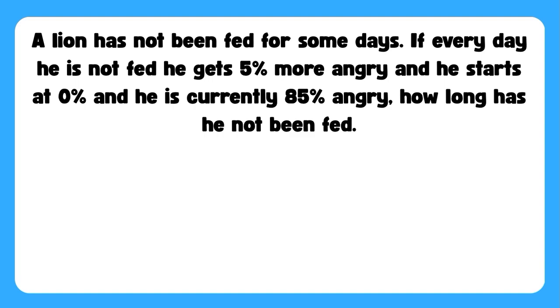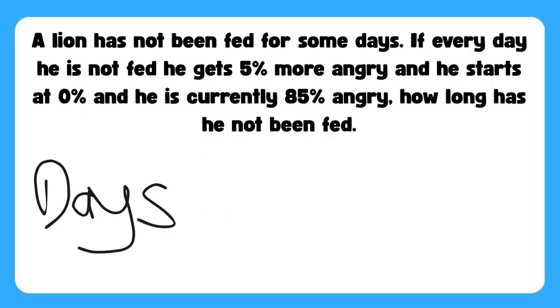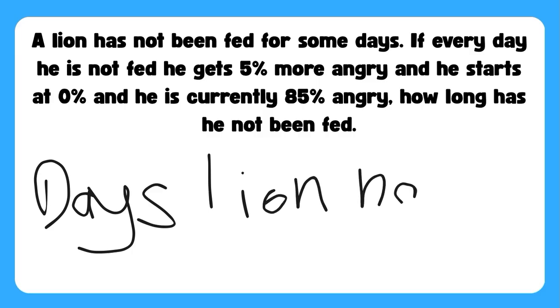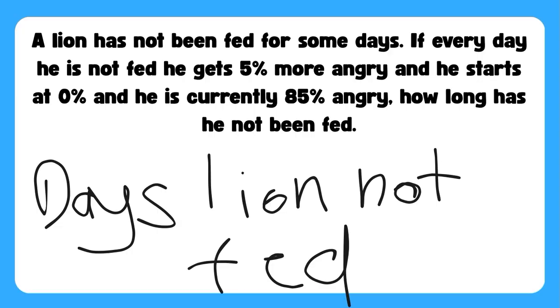A lion has not been fed for some days. If every day he is not fed, he gets 5% more angry and he starts off at 0%, and he is currently 85% angry. How long has he not been fed? So he has not been fed for some days. So days lion not fed. I can't write that much, so that's why I'm writing it like this. You should write the number of days the lion has not been fed, and this is going to be equal to x. We're going to be calling it x because we don't know, so we are going to use variables.